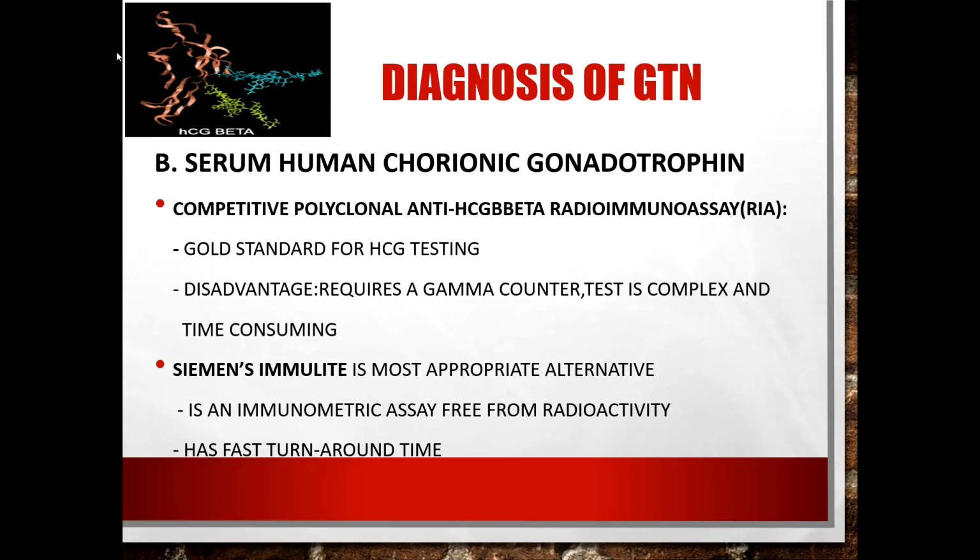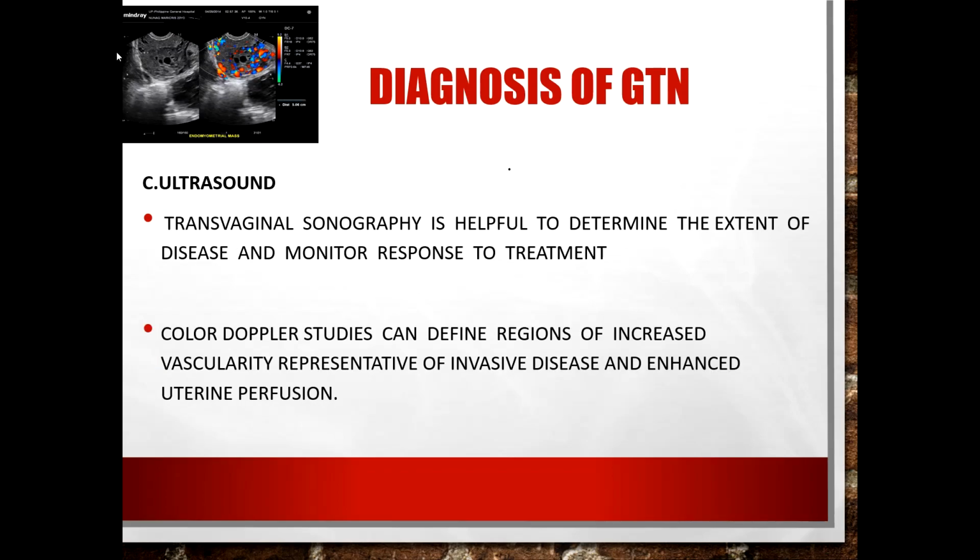GTN can also be diagnosed through ultrasound. Sonography has become an important diagnostic tool not only in confirming the diagnosis of GTN, but also in determining the degree of myometrial invasion. It can also detect recurrence and evaluate good response to chemotherapy. Color Doppler studies can define regions of increased vascularity representative of an invasive disease and enhanced uterine perfusion.